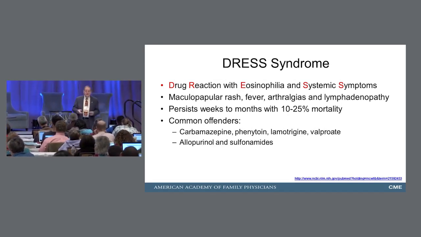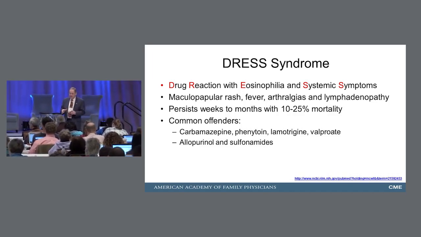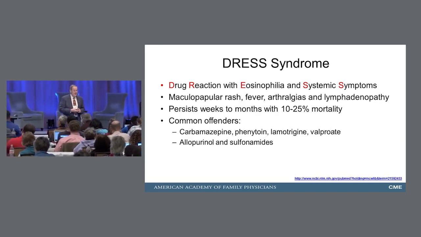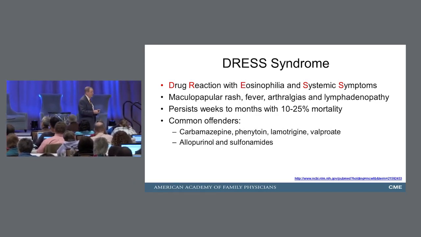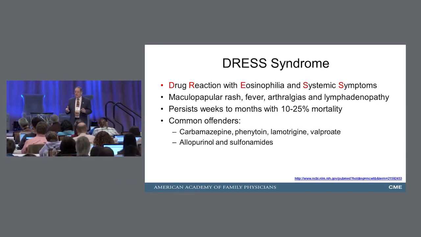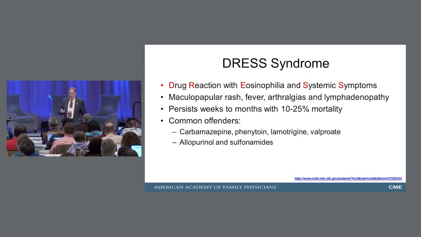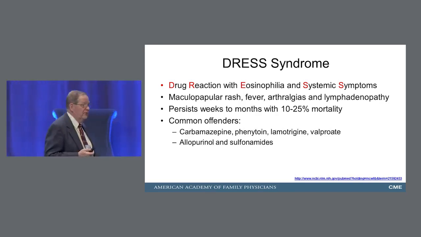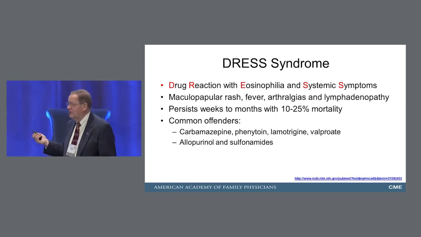Good descriptor. This typically is a maculopapular rash with fever, arthralgias, lymphadenopathy, and it frequently persists for weeks to months, and it does have a significant mortality rate. So you don't want to miss this complication of these drugs. Now, the common offenders are anti-epileptic drugs, but also other drugs we use a lot of, sulfonamides and allopurinol.